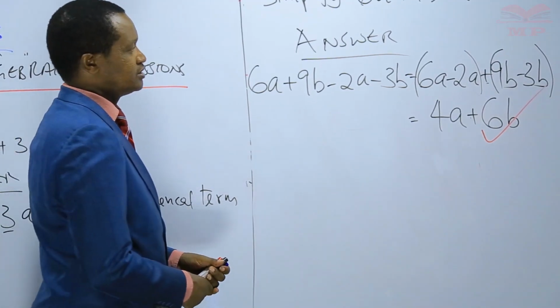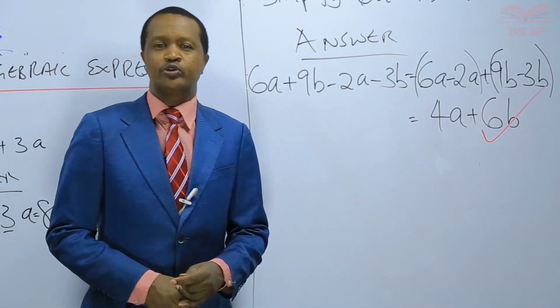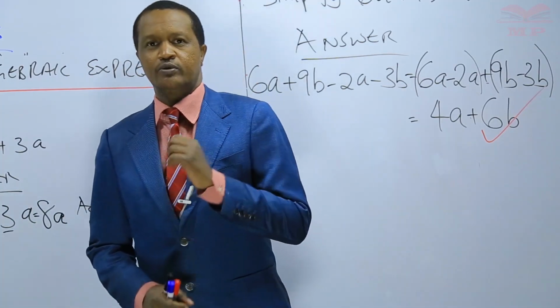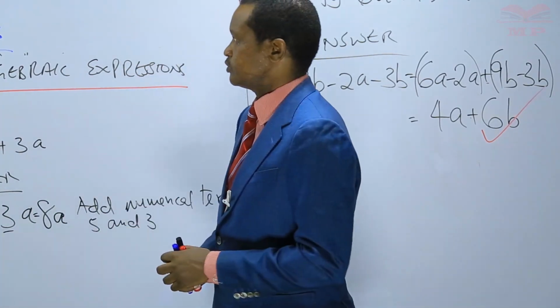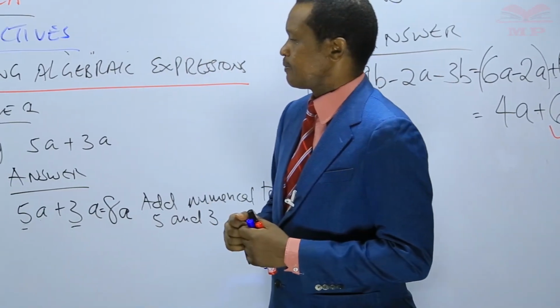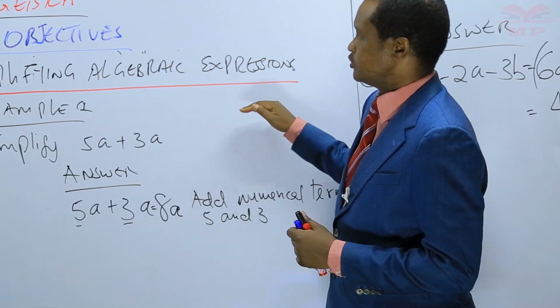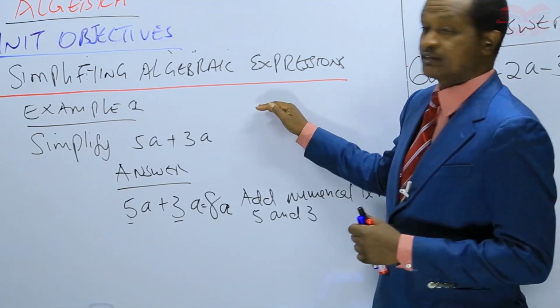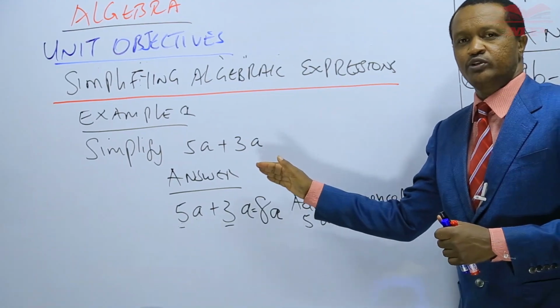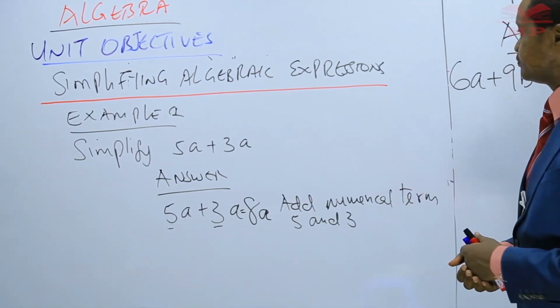So learners, I hope you've learned something today. We have come to the end of today's lesson. We introduced the unit algebra. We have seen how to simplify algebraic expressions. We have worked out examples together with you here on the board.